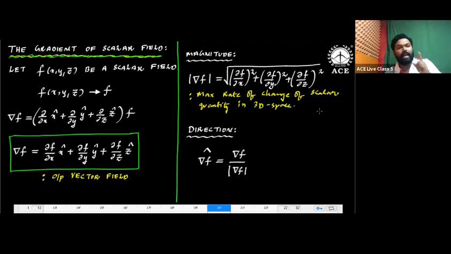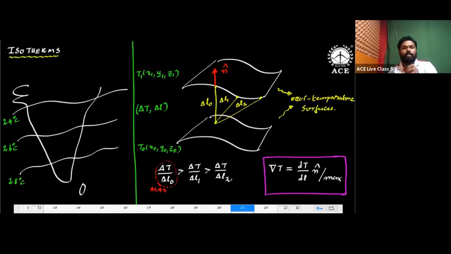So that maximum occurs in which direction? Normal direction. Normal to what? Level surfaces. In our example, I have taken it as equi-temperature surfaces. It could be equi-pressure surfaces, or it could be equi-potential surfaces. In our subject, we're going to have what is called equi-potential surfaces. Later in the electrostatics, we'll get to that.